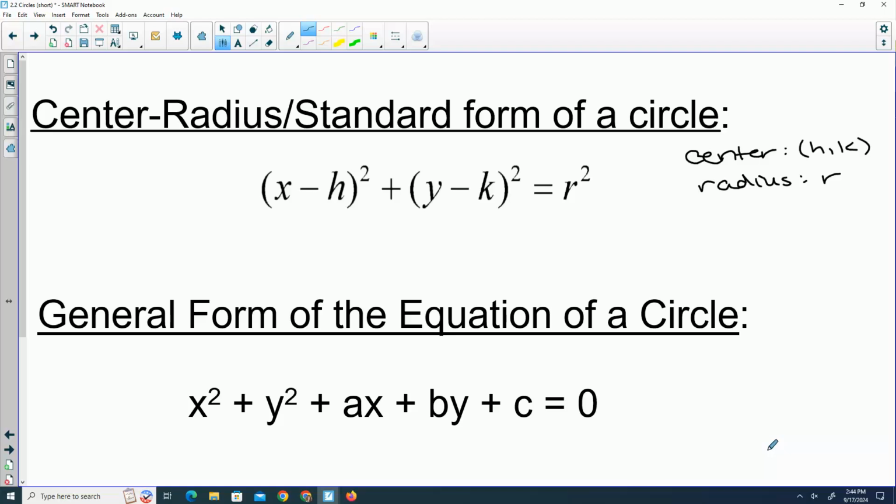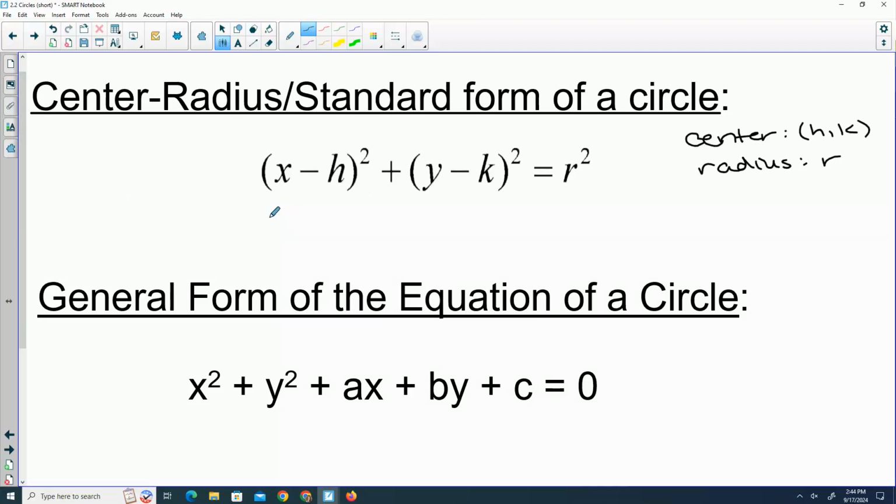The general form is if you were to multiply all of that out and combine like terms. So that would require writing your (x minus h) twice and FOILing. Same thing with your (y minus k), setting it equal to 0. So we start with center-radius. If we choose to multiply it all out, we get to that general form.